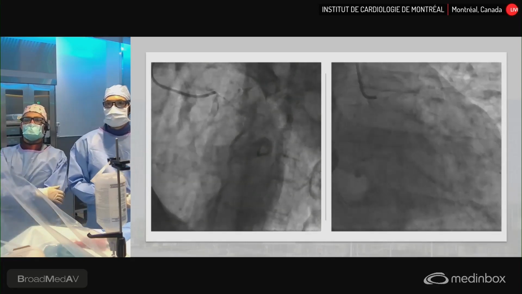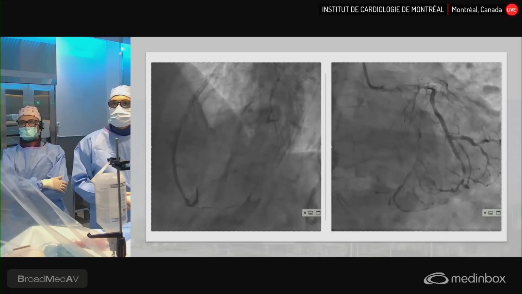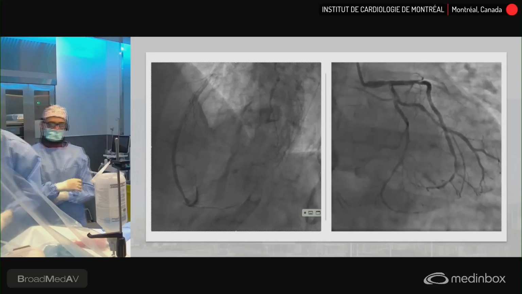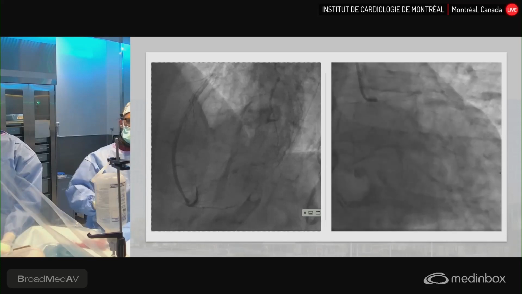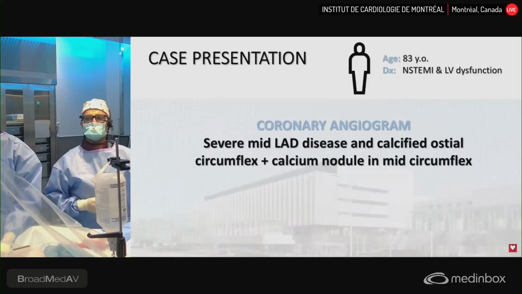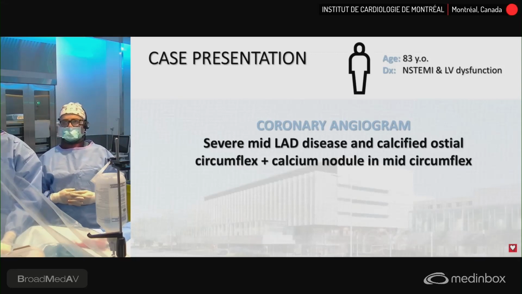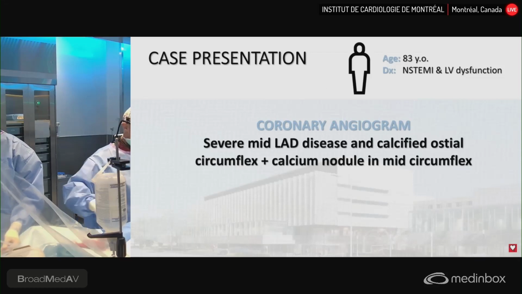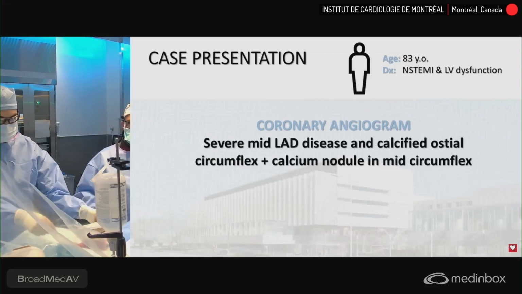So at this point, we also completed the angiogram. You can actually see in the RAO caudal view that there is a severe lesion of the LAD and also a severe lesion of the circumflex that you can appreciate in this view. So at that point, we confirmed that there was a severely calcified ostial circumflex lesion and a severe lesion of the left anterior descending artery.